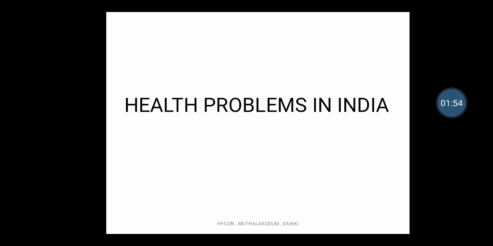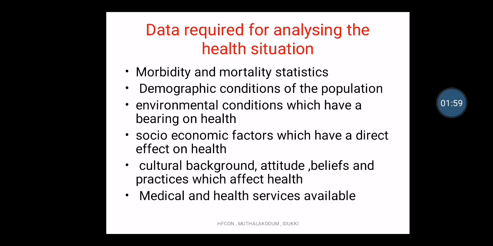Today, let us discuss some of the major health problems in India. Before getting into the health problems, we should know what the health situation in India is. To know the health situation, we need some data. From where and how can we analyze this type of data? One is through morbidity and mortality statistics. As I have told, we have various health indicators which tell us where the health sector is going in India. So the first one is morbidity and mortality statistics, which will give us data.